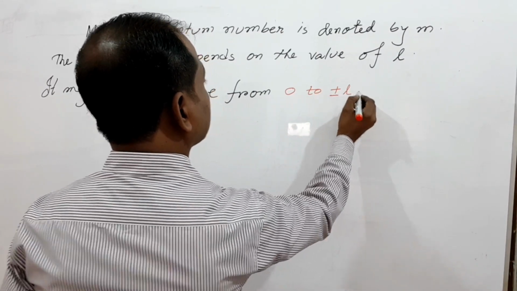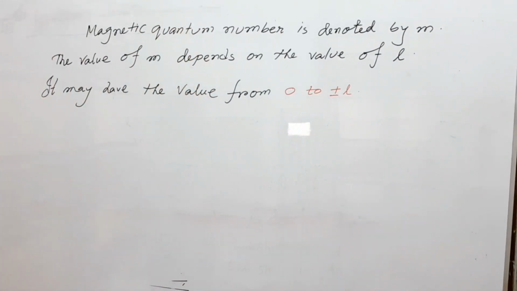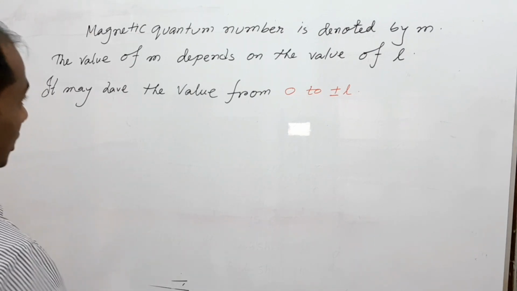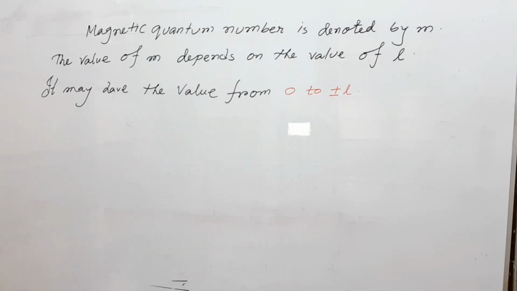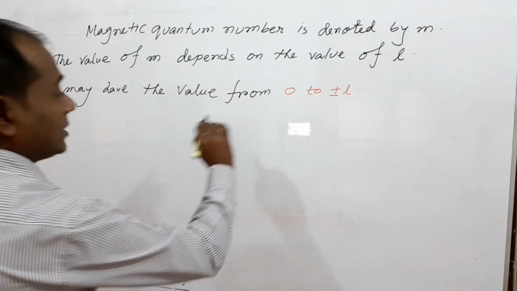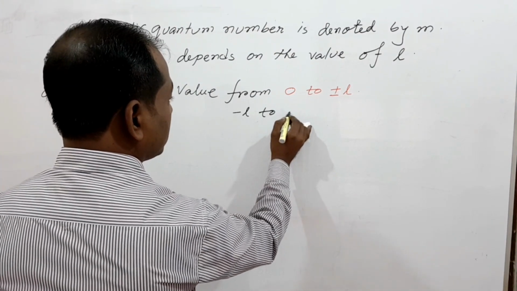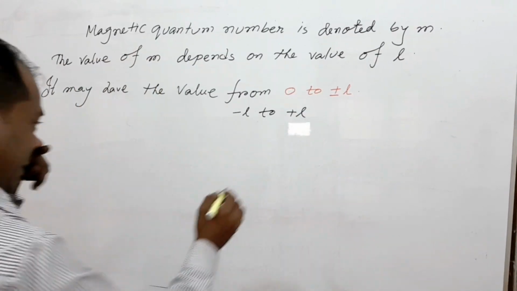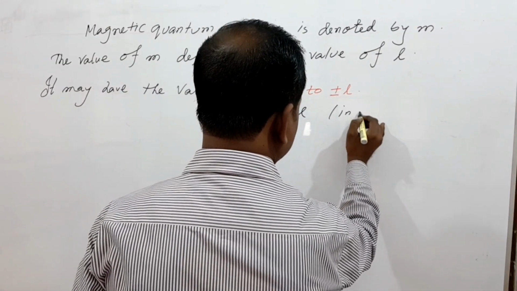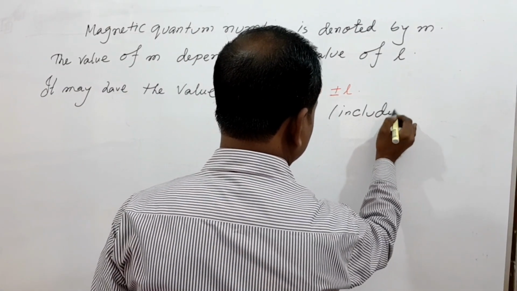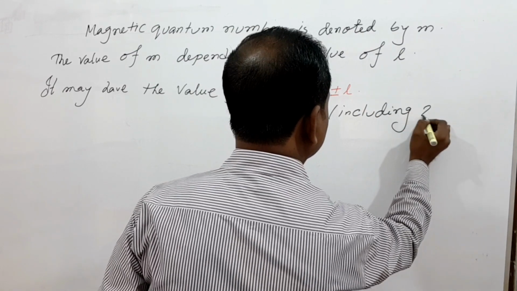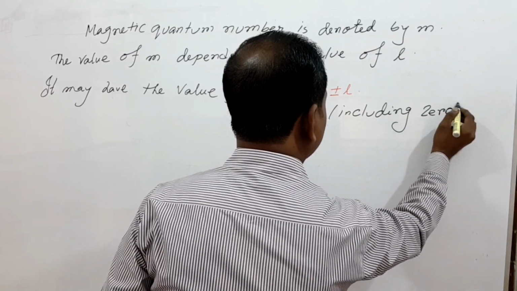That means magnetic quantum number is denoted by M. The value of M depends on the value of L. It may have the value from 0 to plus minus L, that means minus L to plus L, including 0.